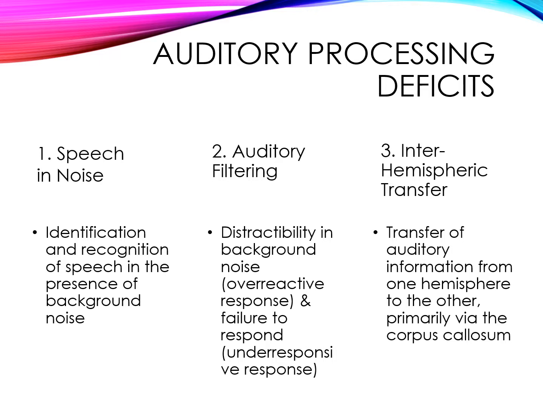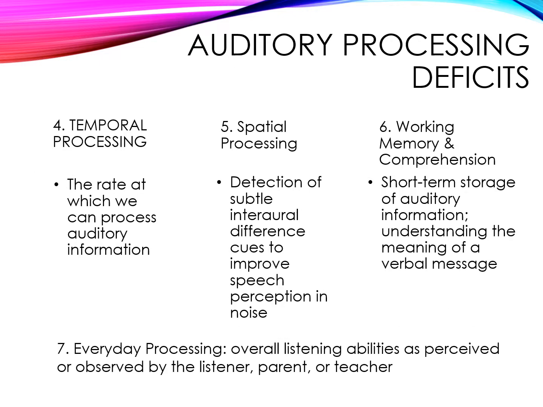The third is interhemispheric transfer. This is the transferring of auditory information from one hemisphere to the other. The fourth APD deficit is in temporal processing. This is the rate at which we can process auditory information. Temporal processing affects what we call gap listening, so the ability to use the brief, relatively quiet periods that occur in environmental noise to access the speech signal.